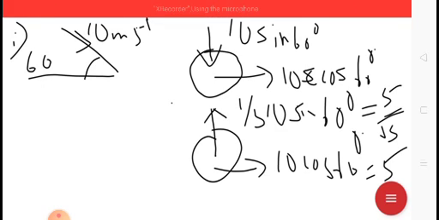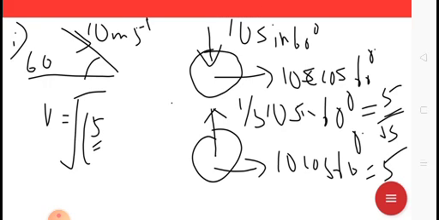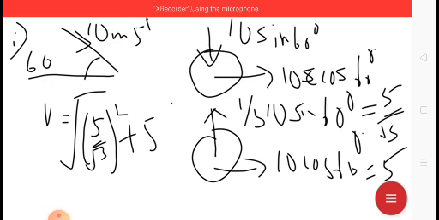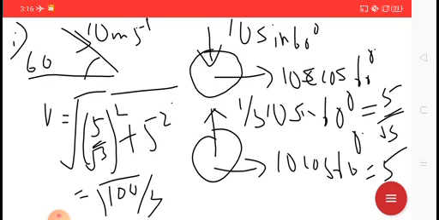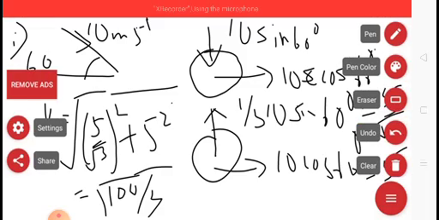Okay, so that you can calculate the v. So the v, you can take the resultant, square root of the square plus 5 square, right? And you should be able to get the answer is about square root of 100/3. Okay, this is for the resultant after impact.